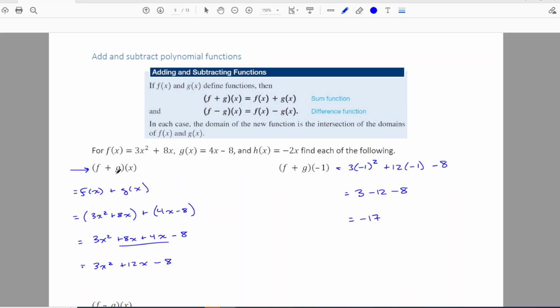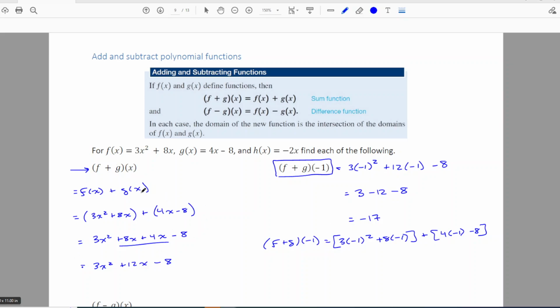If the question asks you to do f plus g of x first, and then f plus g at -1, that's what I would do. If you were just asked this without being asked to do this first, you could find f at -1, find g at -1, and then add the two answers together. Or you could write it like this. You could do both at once, right? You could say, okay, my f of x function is 3x squared plus 8x, and then my g of x function is 4x minus 8. So you could put the -1 in at the same time.